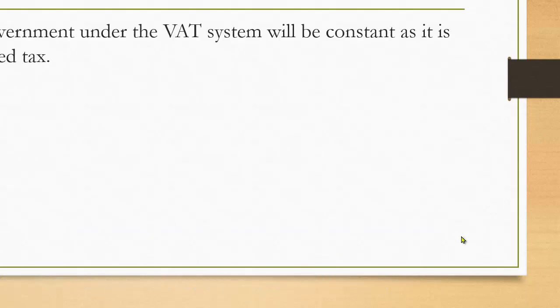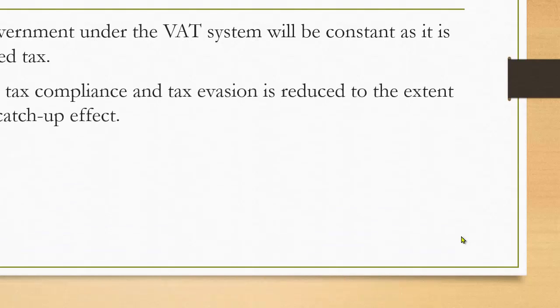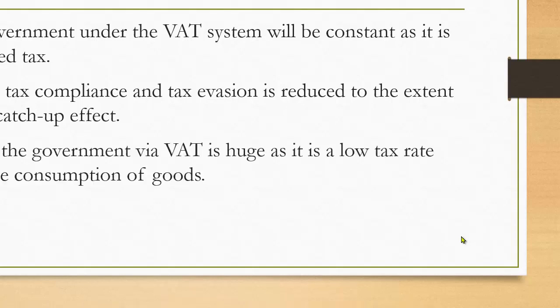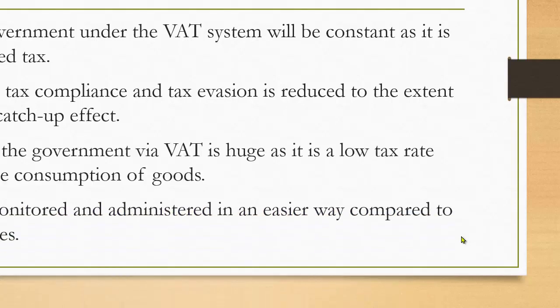So these are some advantages, the revenue to the government. These are the advantages of value added tax. Revenue to the government under the VAT system will be constant, as it is a consumption based tax. VAT ensures better tax compliance, and tax evasion is reduced to the extent possible due to its catch-up effect. Revenue earned by the government via value-added tax is huge, as it is a low tax rate that is applied to the consumption of goods.